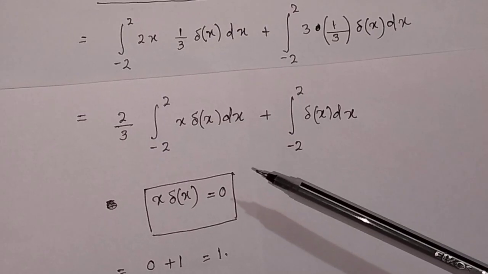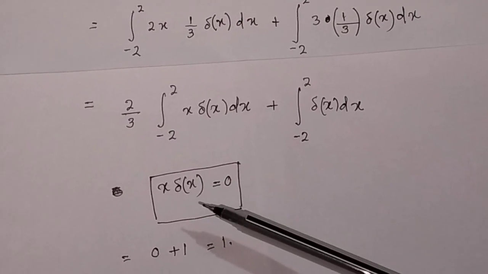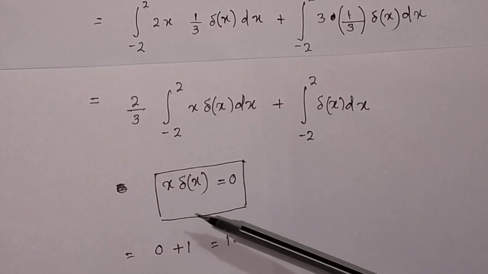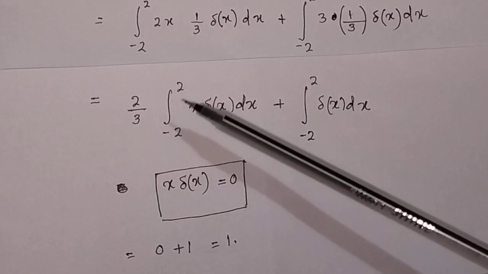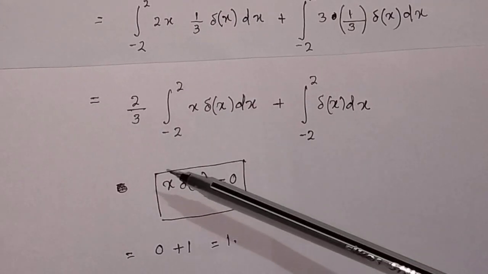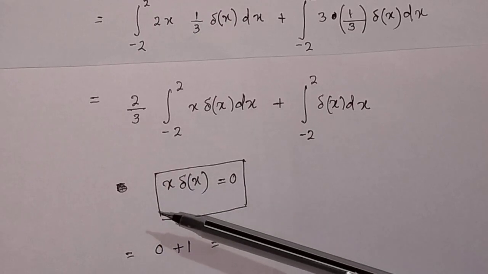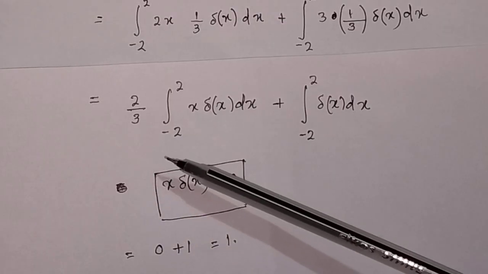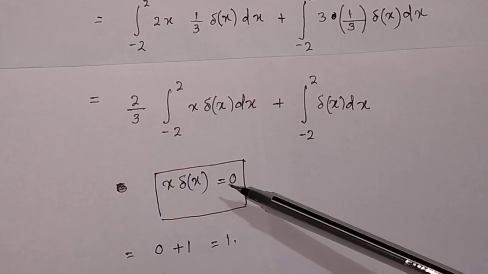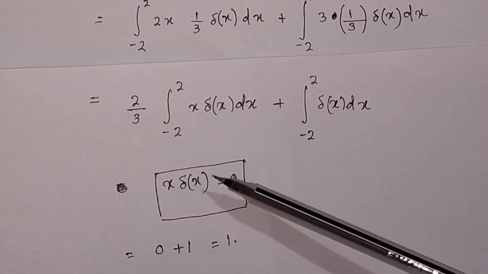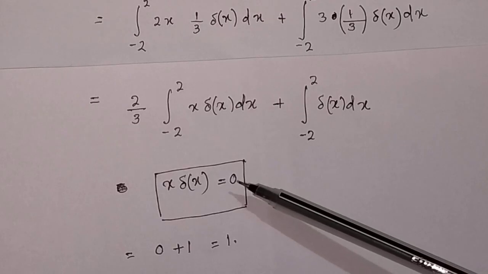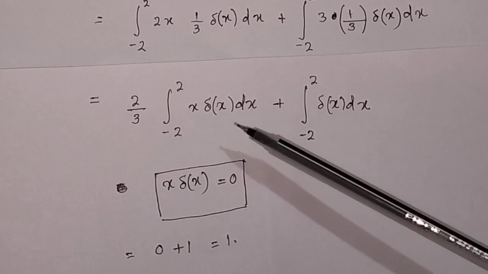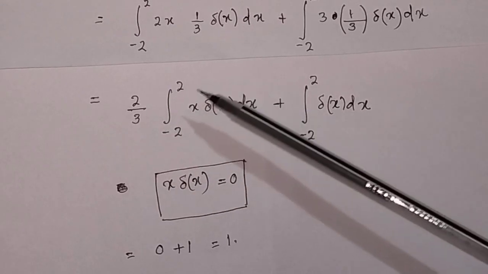And here you have to apply another property of the Dirac delta function. That property is x delta(x) equal to 0. This is another property of the Dirac delta function. If you apply this property here, the integration must be from -infinity to +infinity. That means the integral from -infinity to +infinity of x delta(x) dx will be equal to 0. So using this property x delta(x) equal to 0, this value will be equal to 0.